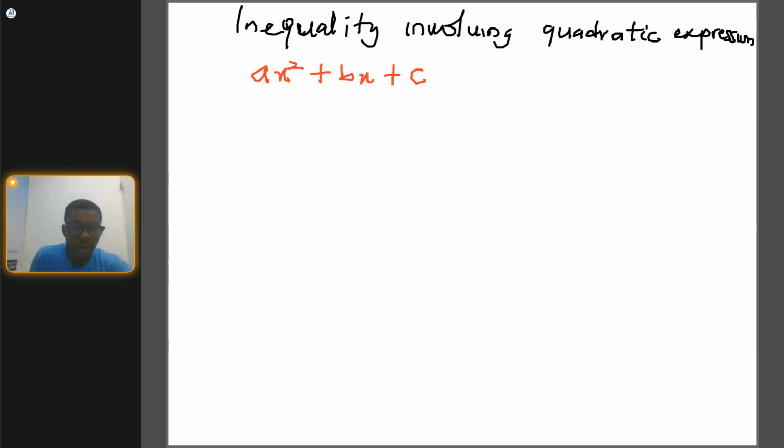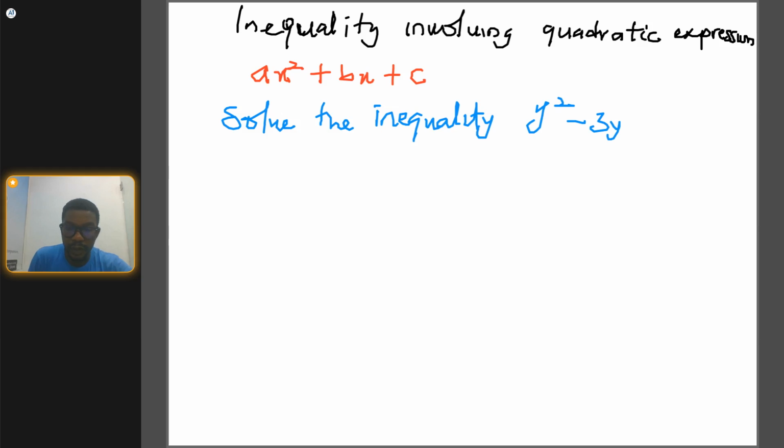Solve the inequality y squared minus 3y greater than 18. Y squared minus 3y greater than 18. Okay, let's proceed.